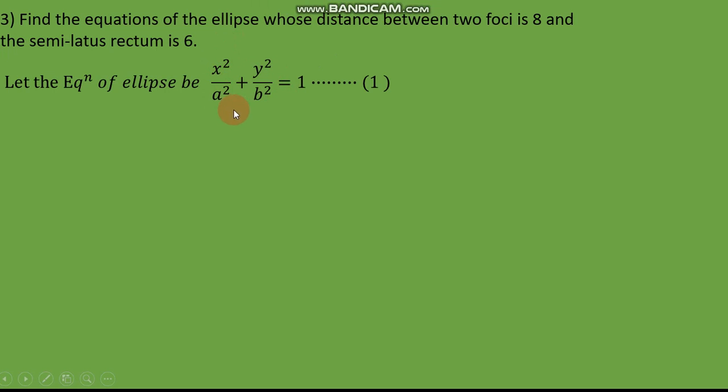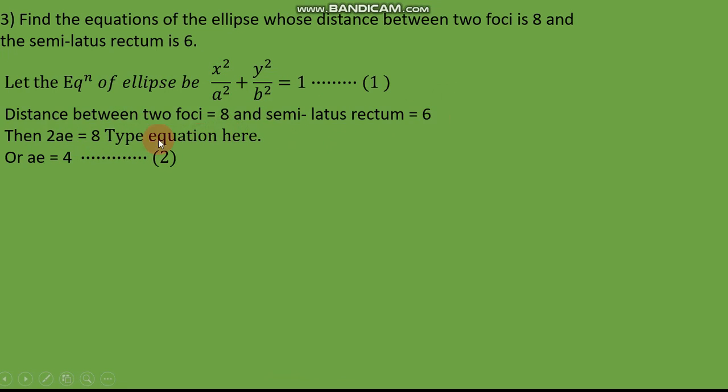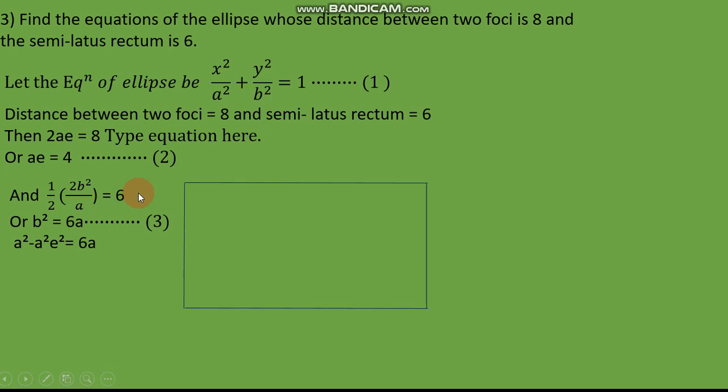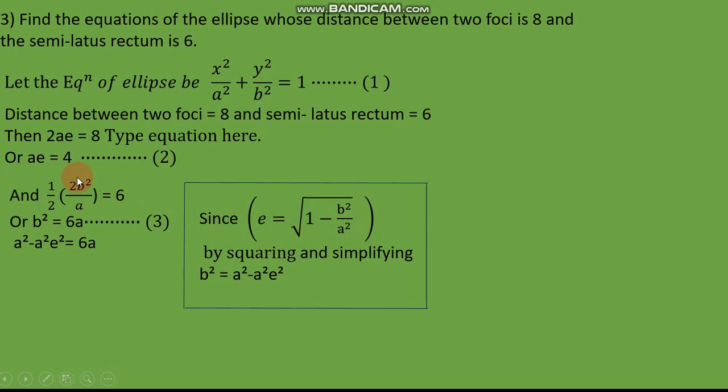So let the equation of ellipse be this one as usual, and the distance between the two foci is 8 and semi-latus rectum is 6. So the distance between two foci is given by 2ae. One is minus ae, 0 and another is plus ae, 0. The distance is 2a, so 2a equal to 8 and we get a equal to 4. Okay, this is the equation 2.